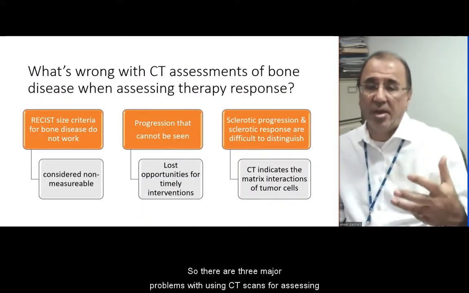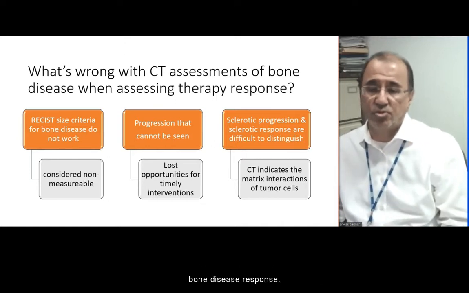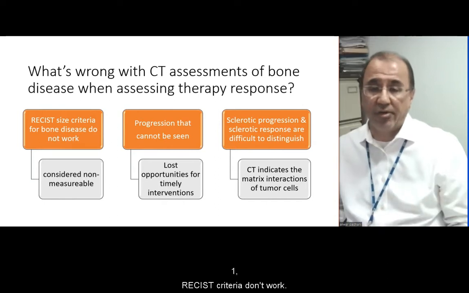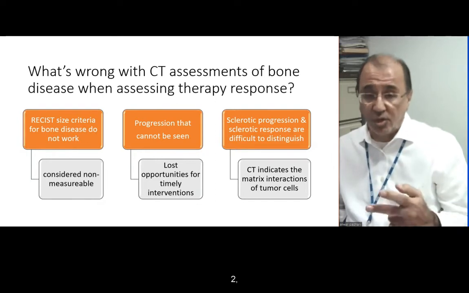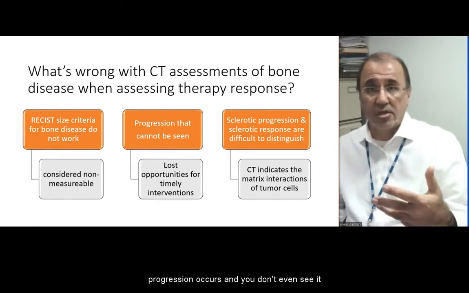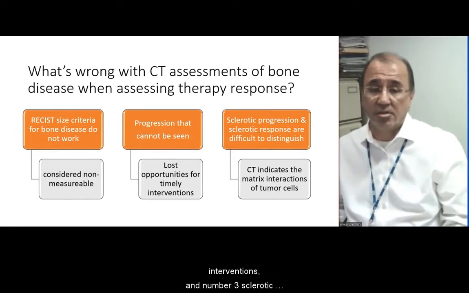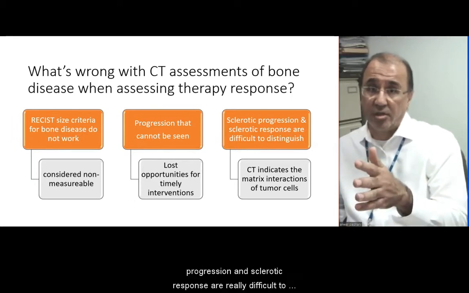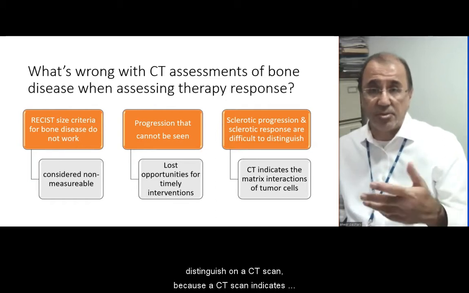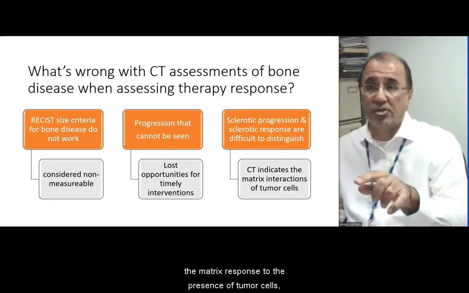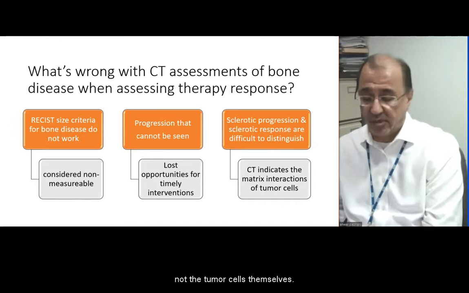So there are 3 major problems with using CT scans for assessing bone disease response. 1, RECIST criteria don't work. Bone disease is considered non-measurable. Number 2, progression occurs and you don't even see it, which means there are lost opportunities for timely interventions. Number 3, sclerotic progression and sclerotic response are really difficult to distinguish on a CT scan. And that's because the CT scan indicates the matrix response to the presence of tumor cells, not the tumor cells themselves.